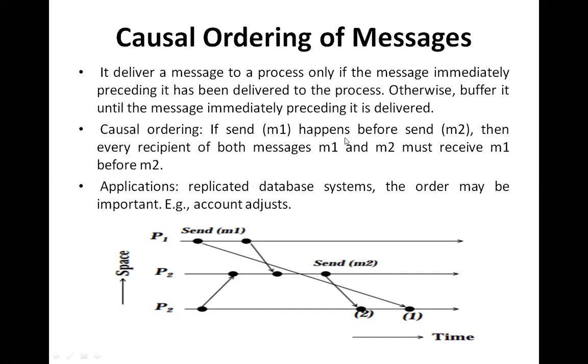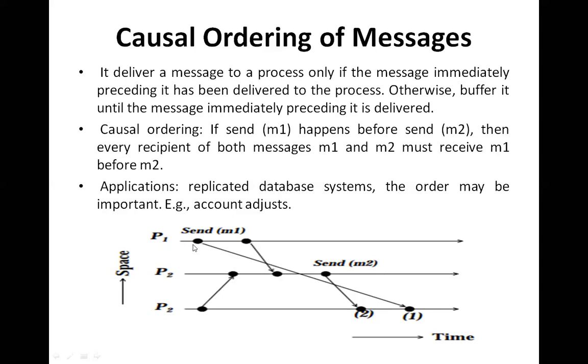If M1 is happening before the sending of M2, then every recipient of both the messages must receive M1 first, and then it should receive M2. And as far as the application of causal ordering is concerned, it is used in replicated database systems in order to maintain consistency. So let's try to learn what causal ordering is.